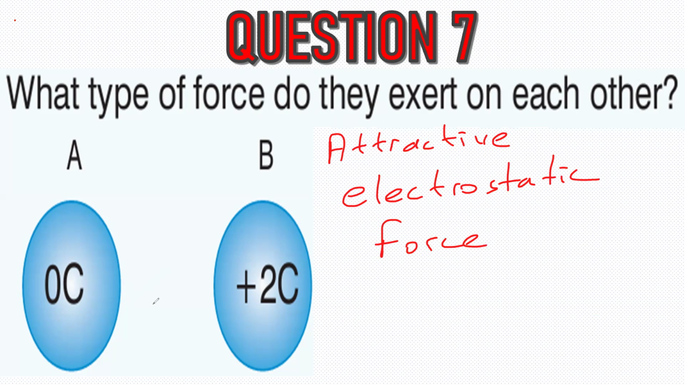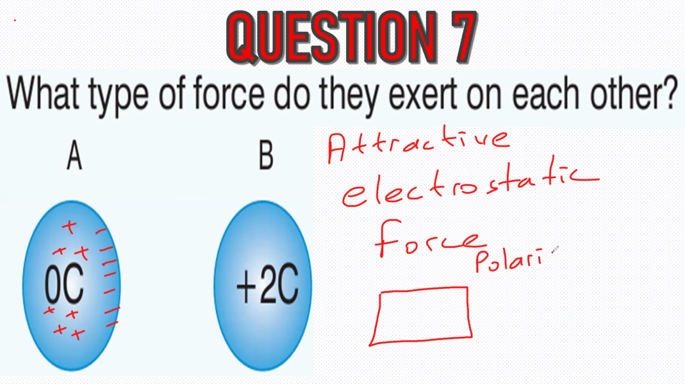Because of polarization, they attract each other. If you have a neutral object, it means protons and electrons are everywhere, right? But when a positive charge is coming closer, electrons come to this side surface and only protons are left behind. So this is the polarization process. If you have a neutral object, plus, minus, plus, minus, plus, minus.